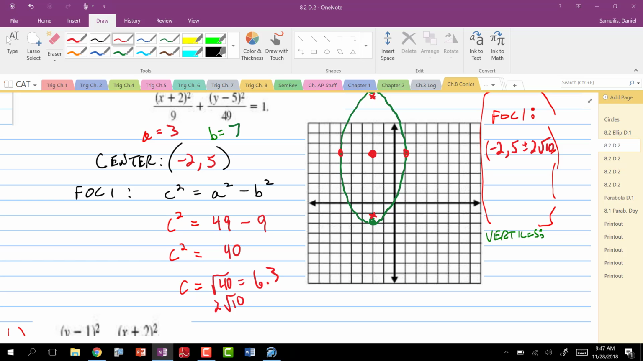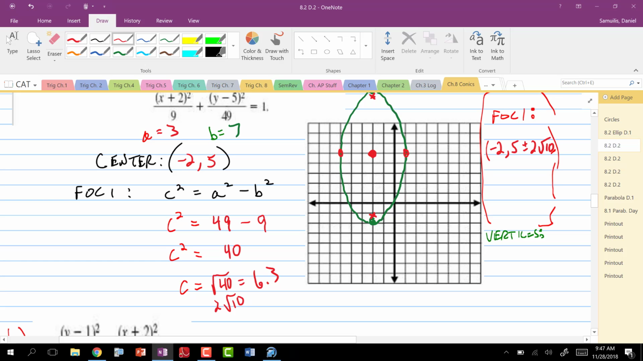6.3 plus 5. And then negative 2 comma negative 1.3, right? Okay, you could do that too. That's fine. Or you could leave it in an exact form. But if I do ask for an exact form, that's how you have to write it. Exact form means leaving radicals as they are, not evaluating them.